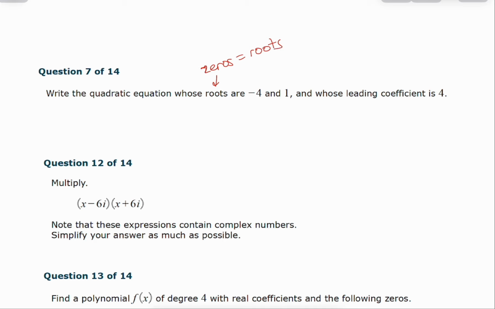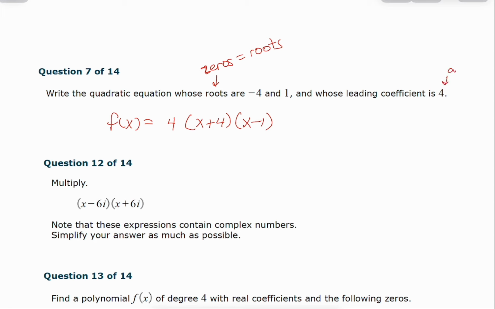Roots are just a fancy way of saying zeros. So our quadratic would be x minus negative 4, which would make it x plus 4, and x minus 1. And it says the lead coefficient is 4, so just put a 4 out there. Now, that is the quadratic equation that has roots at -4 and +1 and a lead coefficient of 4. That's your a value.